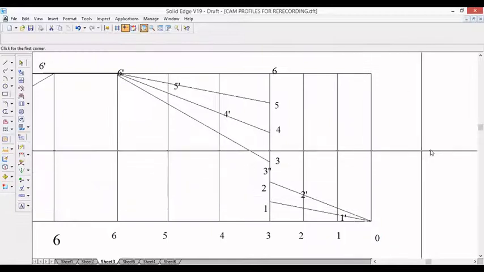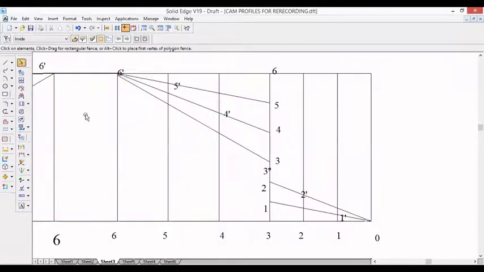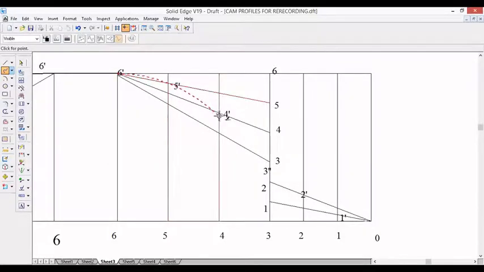So here comes the deceleration part. Join a curve from 6 to 6, 5 dash, intersection line, 4 dash, 3 dash, 2 dash, 1 dash, finally 0.